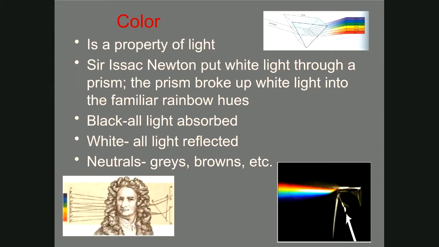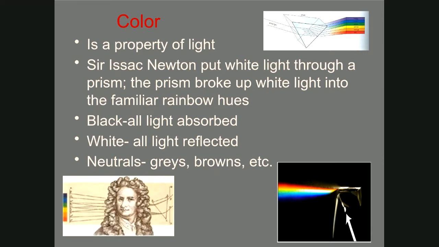Now, when you look at the spectrum, and you can see it here in a diagram and an actual photo of this occurring, notice you don't see any browns, grays, black, or white. That's because those are technically not colors. Those are what we call achromatic colors, or neutrals. Whenever we see black, that's when all the color of light is being absorbed. And whenever we see white, that means all the light is present, and it's all reflecting back at us. And when colors cancel each other out, that's when we see grays and browns and some of the other neutrals.